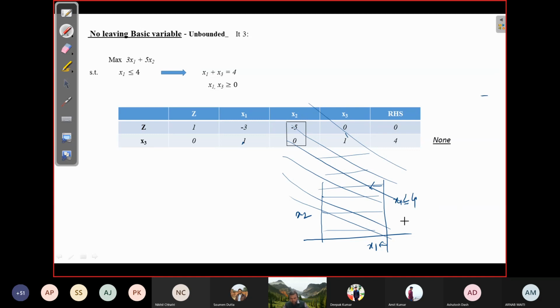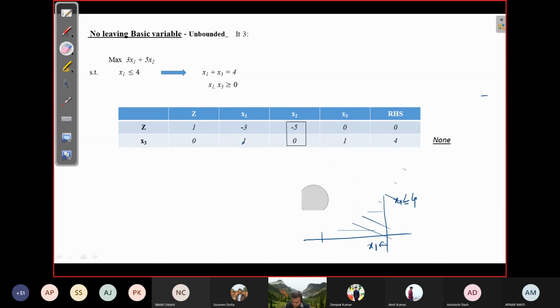Now, graphically, for this small problem, you can always plot and see whether the feasible region is unbounded or not. But when you have multidimensional problems, you cannot plot it and see. Suppose you have 100 constraints with 200 variables. How do you know whether it is bounded or unbounded? We'll never know by looking at it. So there is a way to find that out. And what is the way? From the simplex table, you can find out. When there is no choice for the leaving basic variable, then you can tell that it is unbounded.